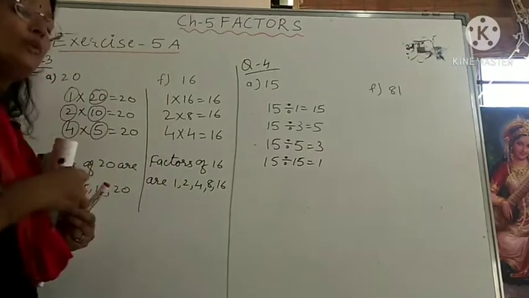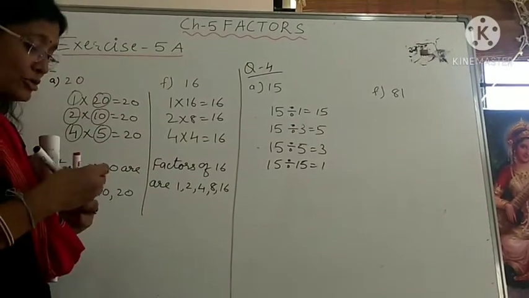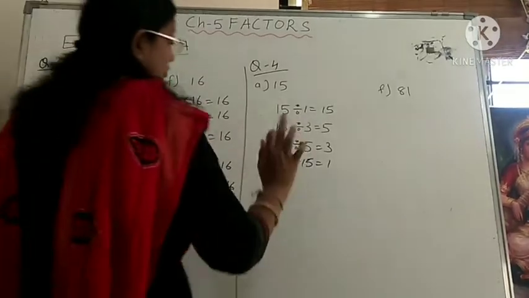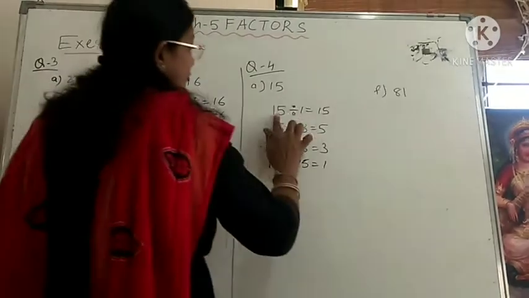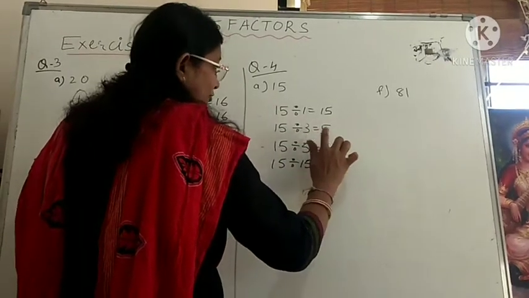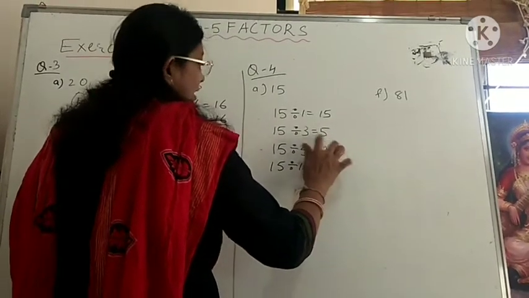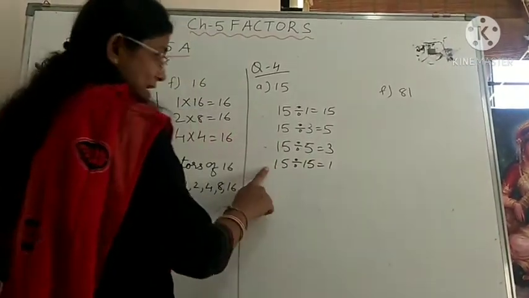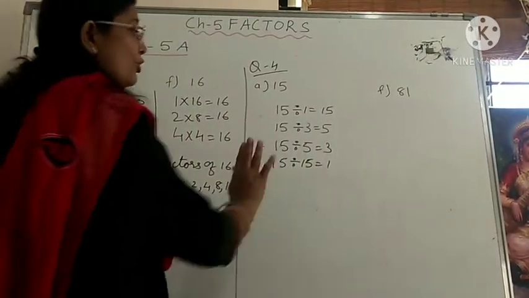See how you will come to know where you have to stop. Here is where you can stop: 15 divided by 1 is equal to 15, and 15 divided by 3 is equal to 5. 5 already came here, right? And in 4's table 15 is not coming. So if you don't want to write these last 2 steps, it's fine. No need to write this.